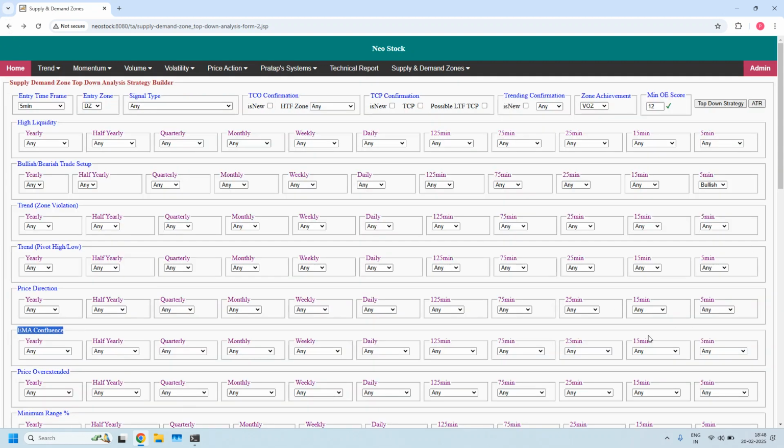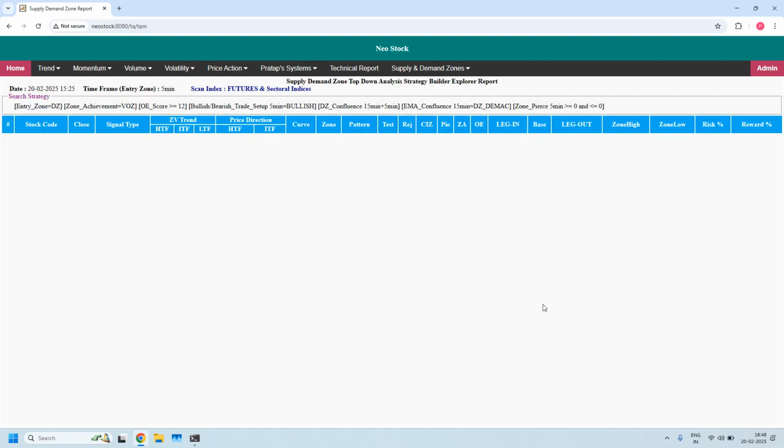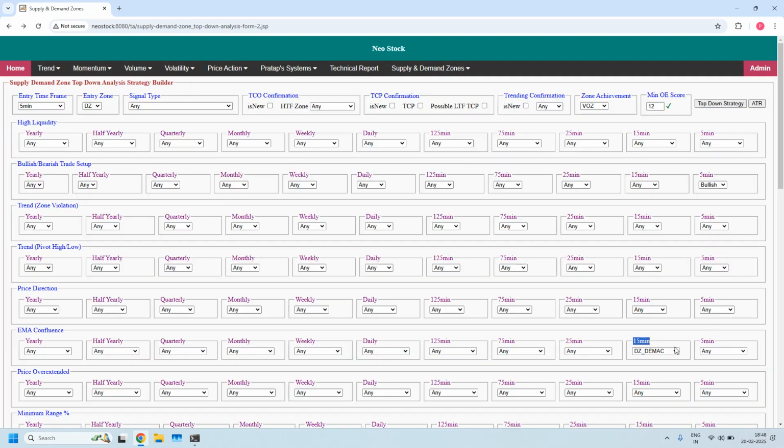In the EMA confluence at the 15 minutes time frame, I am setting the filter: 15 minutes demand zone having daily EMA confluence or not. We did not get any stocks. Fine. Next, we will look into LTF, ITF, HTF supply zone confluence.